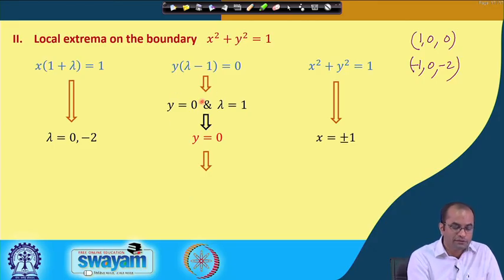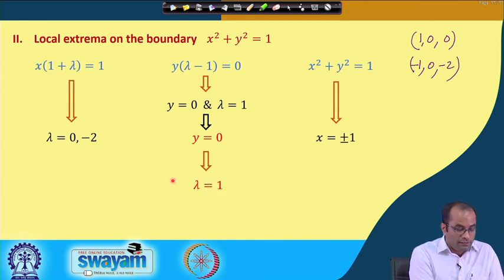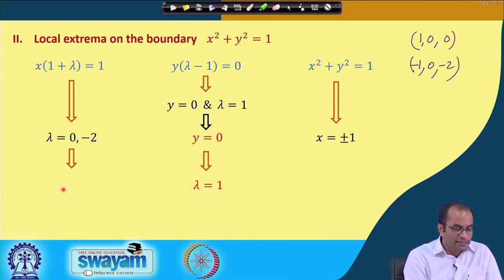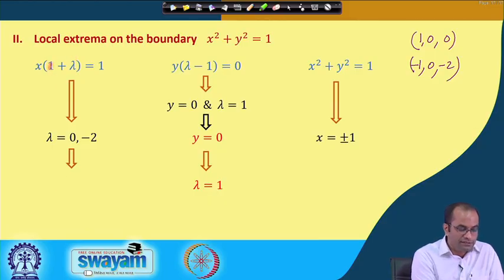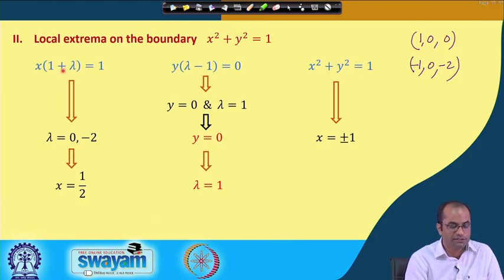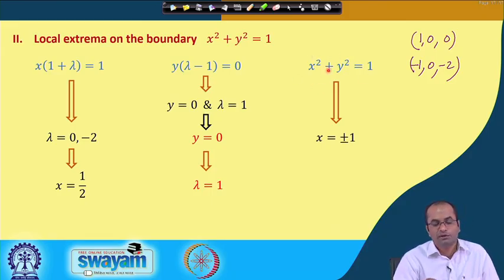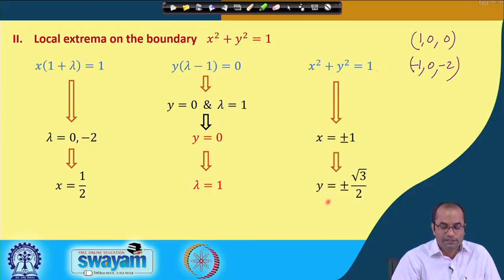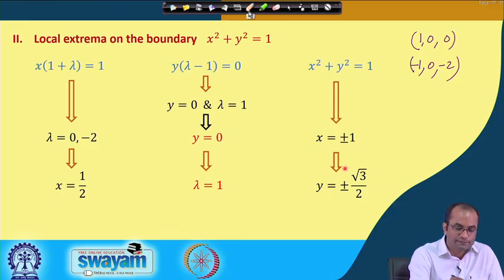Now, another possibility is that lambda is equal to 1. When lambda is equal to 1, we can get x from the first equation: x has to be 1 half to satisfy this equation. So, we have x equal to 1 half and lambda equal to 1, and since x is 1 half, from here we can get y. So, y square is 1 minus 1 by 4, so we get y equal to plus minus root 3 by 2. So, we got other points here.